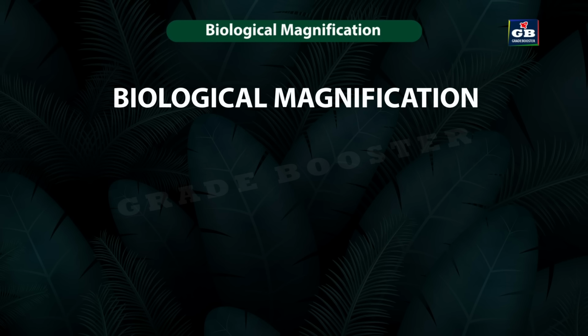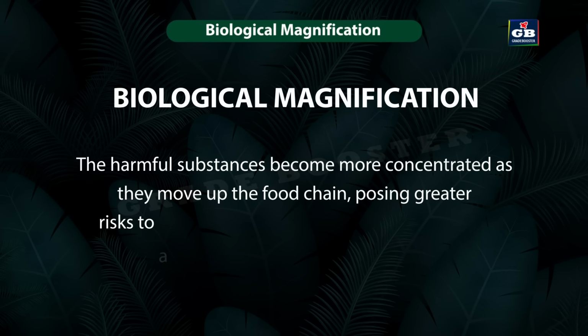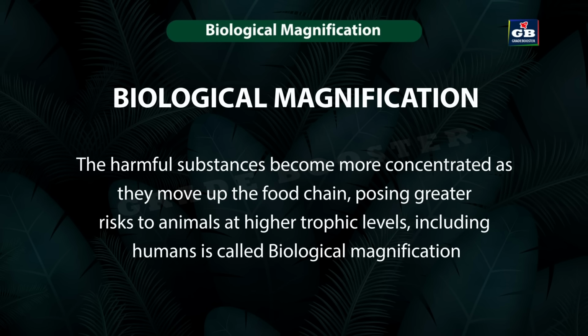Let's see the definition of biological magnification. When harmful substances become more concentrated as they move up in the food chains, posing greater risk to animals at higher trophic levels, including humans. This is called biological magnification.